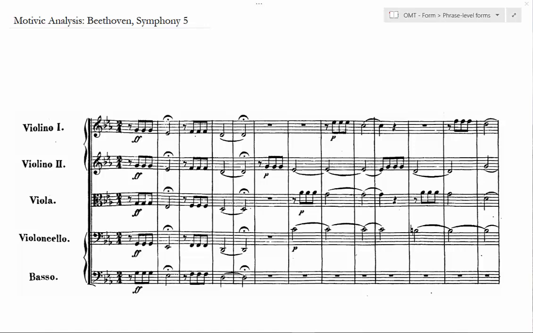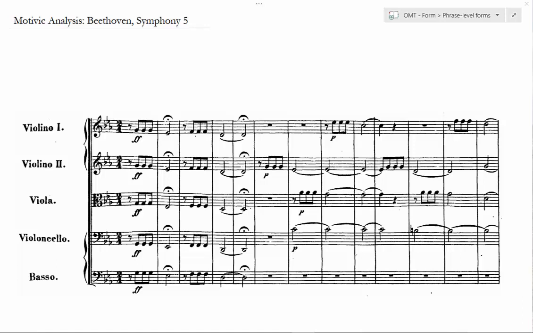This video presents a motivic analysis of Beethoven's Fifth Symphony, the introduction and the first phrase. On Open Music Theory, we've defined the motive as a short and regularly recurring unit of music. And Beethoven opens his Fifth Symphony with what is maybe the most recognizable motive in all of classical music, that descending minor third.